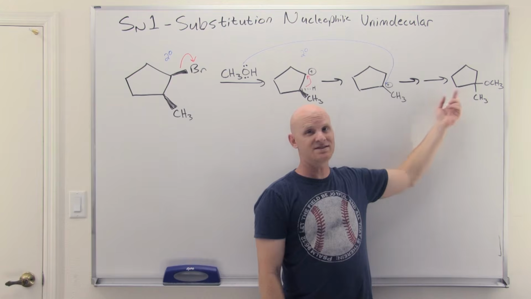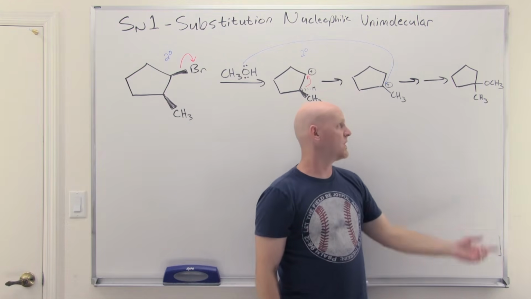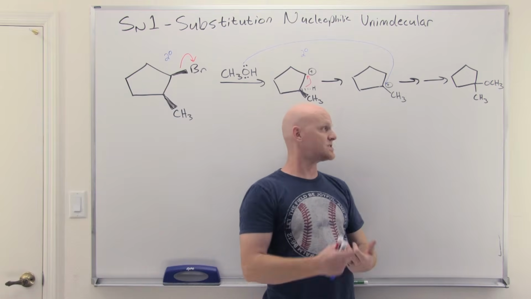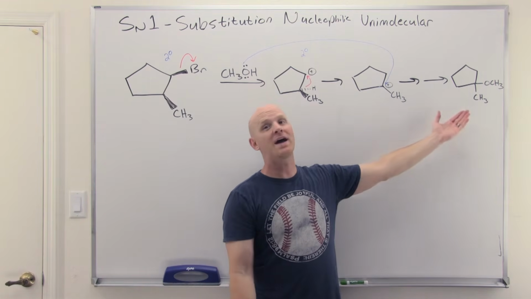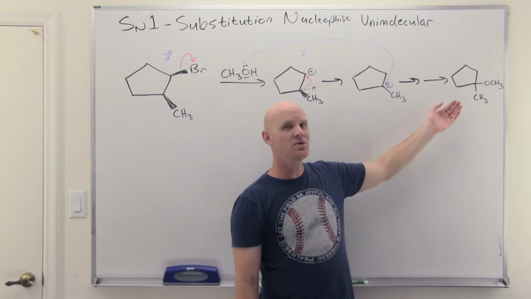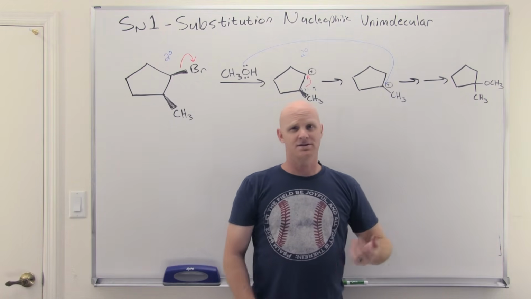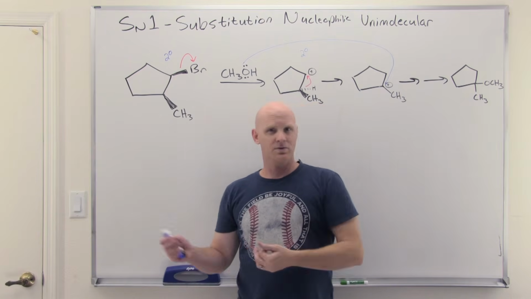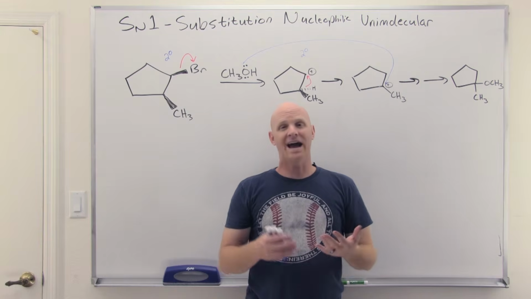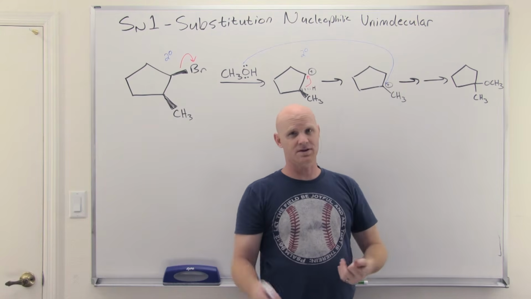Whether I show the wedges and dashes, it only exists in one way. Whether I make the CH3 the wedge and the OCH3 the dash, or the OCH3 the wedge and the CH3 the dash, it's the same thing either way. So we don't have to show stereochemistry if it's not a chiral center. We get a single achiral product in this case. And so the idea that inversion takes place in SN2, whereas racemization takes place in SN1, only if the reaction's occurring at a chiral center will we even notice those things.